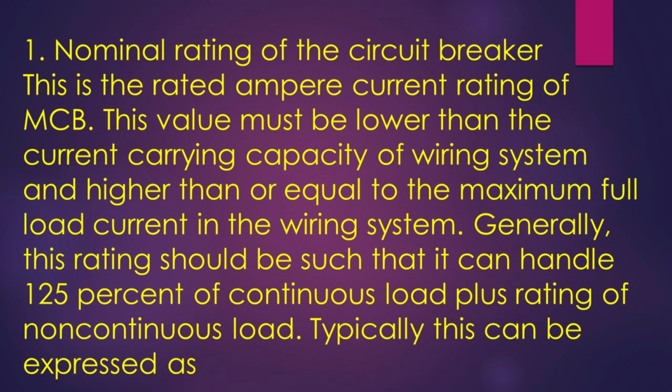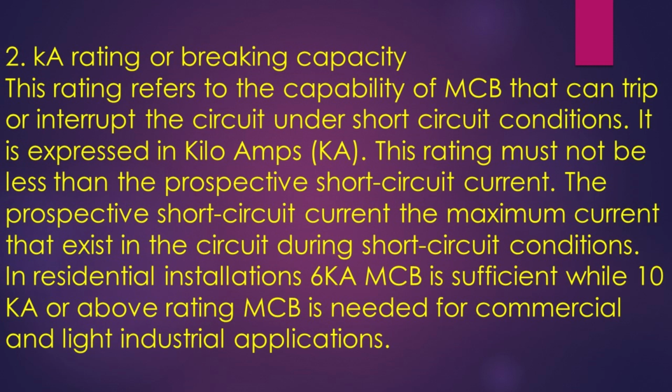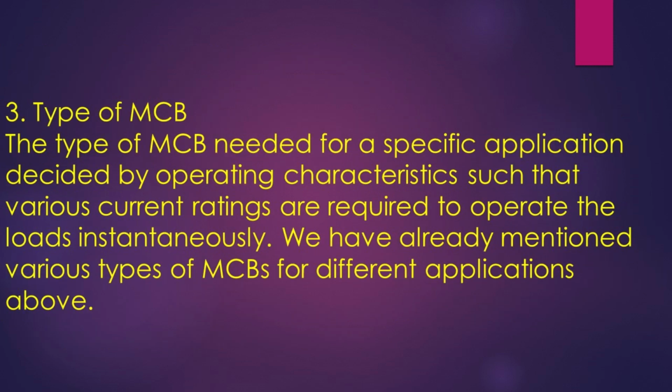2. Typically this can be expressed as ICU rating or breaking capacity. This rating refers to the capability of the MCB to trip or interrupt the circuit under short circuit conditions. It is expressed in kiloamps, kA. This rating must not be less than the prospective short circuit current, the maximum current that exists in the circuit during short circuit conditions. In residential installations a 6 kA MCB is sufficient, while a 10 kA or above rating MCB is needed for commercial and light industrial applications.